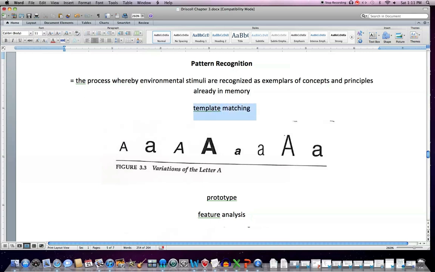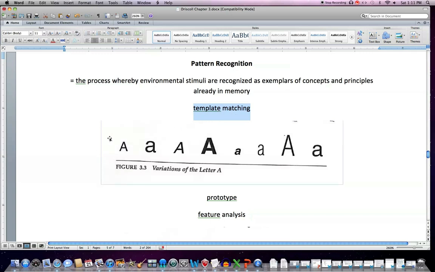One of them is called template matching, and this idea says that you have an exemplar or a template already stored somewhere in your long-term memory, and when your sensory memory tunes in or pays attention, it's matched with a template in your long-term memory.